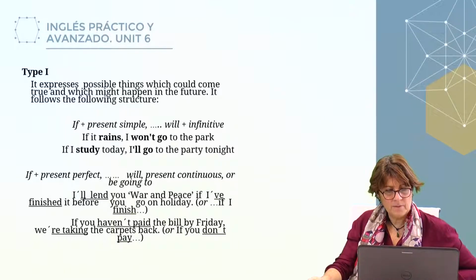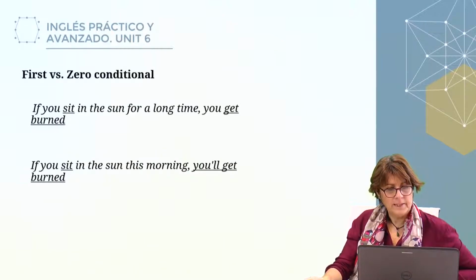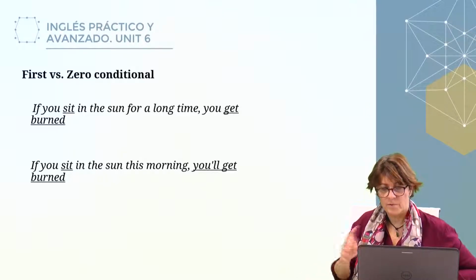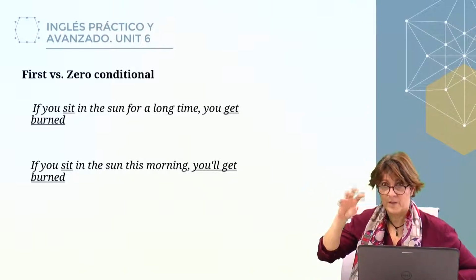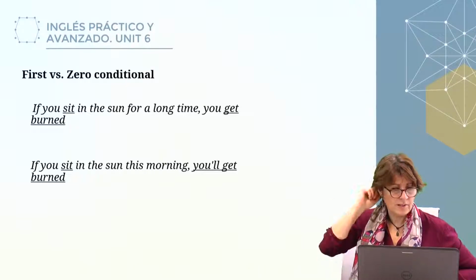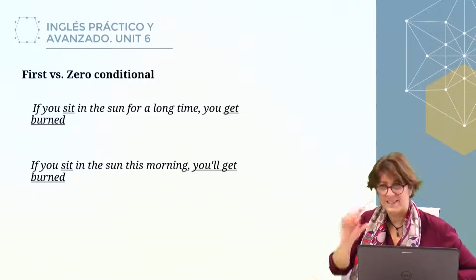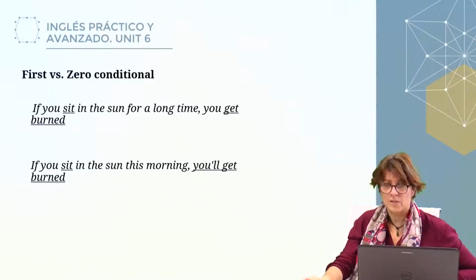You have more examples here. I'll lend you War and Peace if I have finished before, so it's present perfect and future. Well, here is a difference, but it's logical. We don't need too much explanation. In the zero conditional: if you sit in the sun for a long time, you get burned. If you sit in the sun this morning, you will get burned. Remember that with present and present it was a scientific truth or general truth, and in this one it is a condition. If you do this, you will get burned. So this is a slight difference of meaning. I hope you see it.